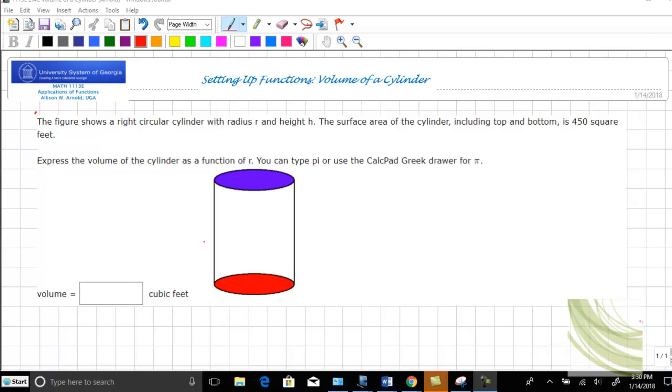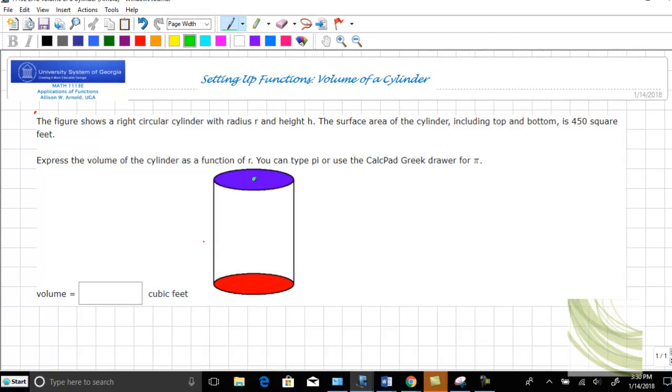Let's take a look at another setting up functions problem. This one involves a right circular cylinder with radius r and height h. It says the surface area of the cylinder, including the top and the bottom, is 450 square feet. And then what you would like to do is express the volume of the cylinder.